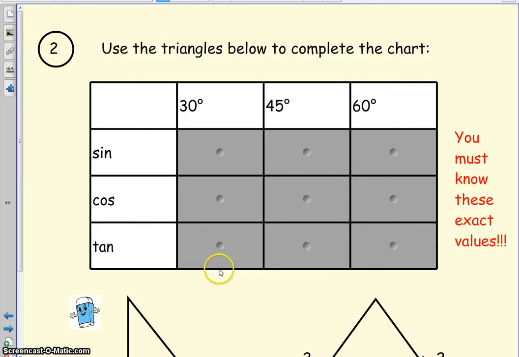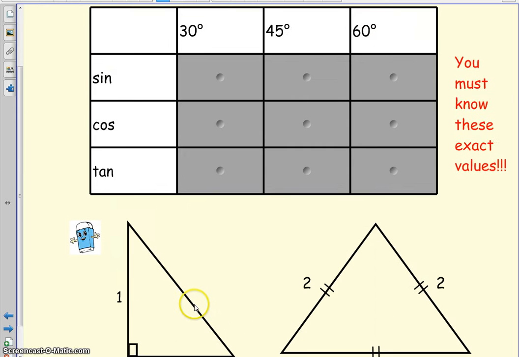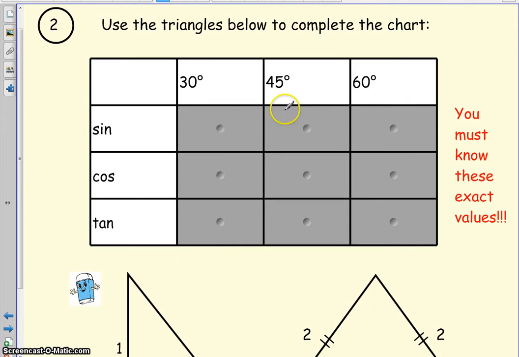What I'd like you to do is, using these triangles below, I want you to complete this chart. So find the sine, cosine, and tangent of 30 degrees, 45 degrees, and 60 degrees.